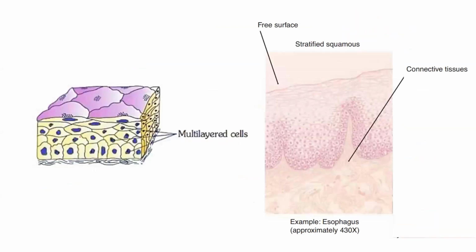In this figure, we can see that it is a multi-layered cell. So it is stratified. This one is the stratified.